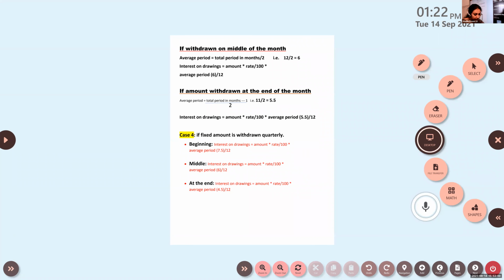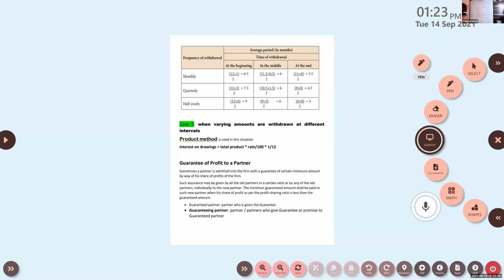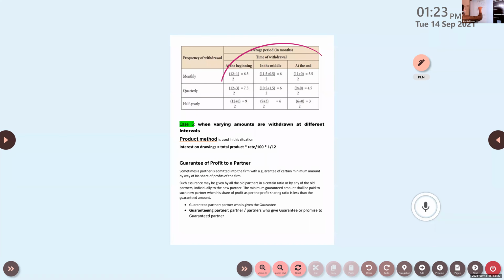So we were discussing withdrawal of drawings every month, regular withdrawal of drawings monthly. Next comes the withdrawal of drawings as a fixed amount quarterly. Quarterly. So what is the difference? The difference is only in the average period.